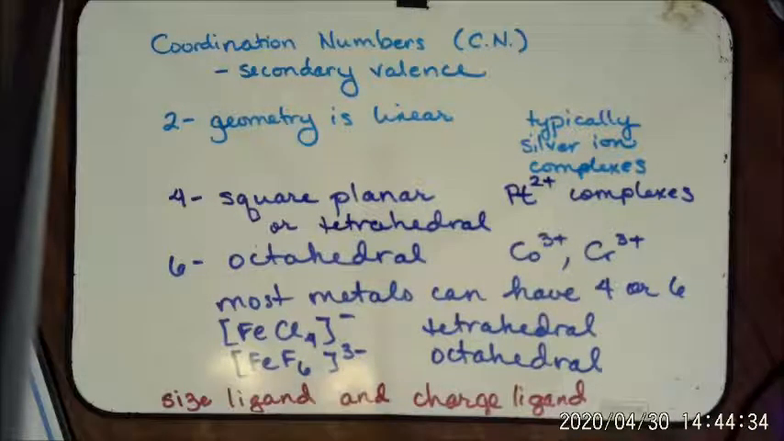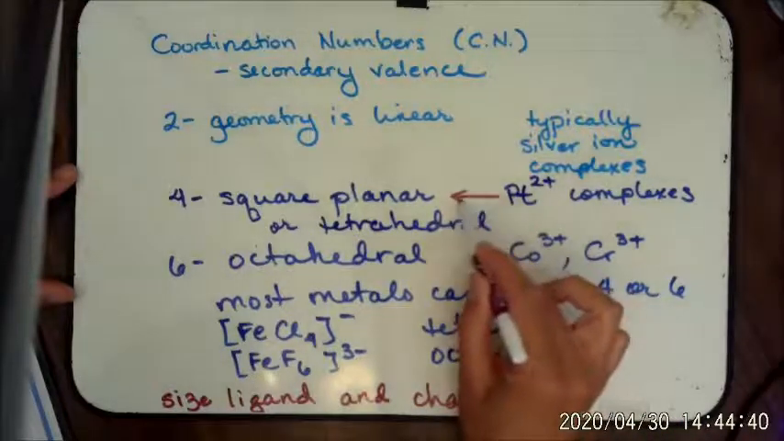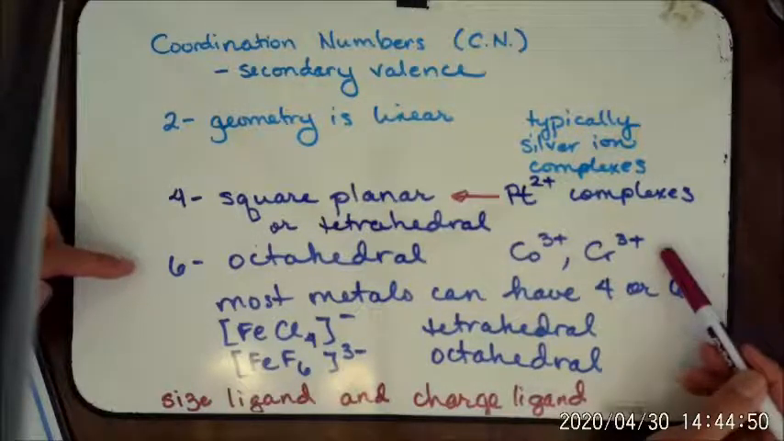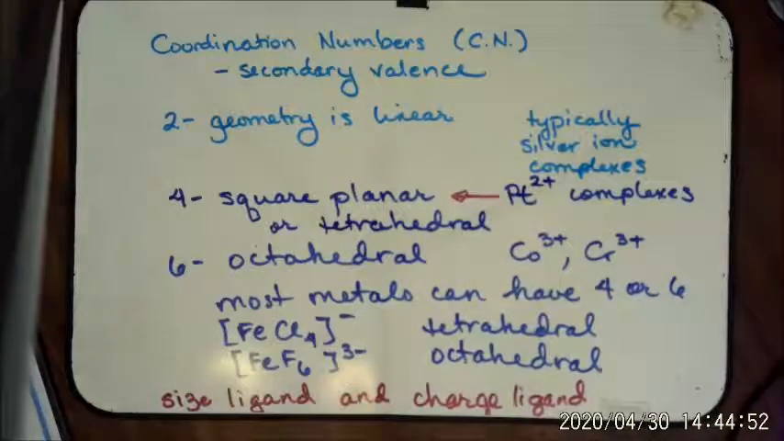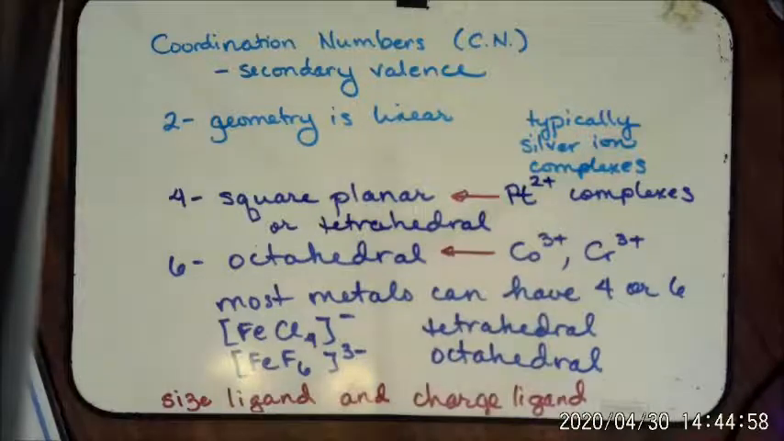So just so you know, platinum 2 complexes will tend to be square planar. They do not occur as tetrahedral. Cobalt 3 and chromium 3 always occur with a coordination number of 6. So platinum 2 is always coordination number 4 and the geometry is always square planar. Cobalt 3 and chromium 3 are always 6 and always octahedral.